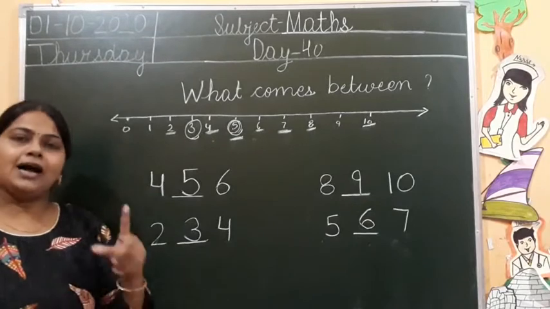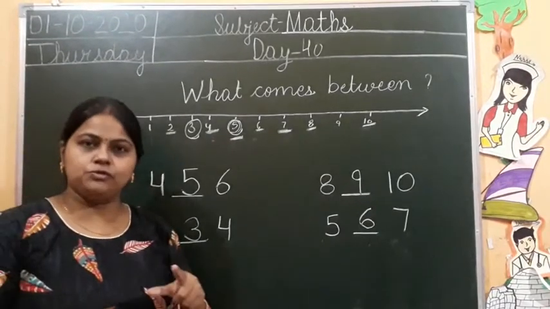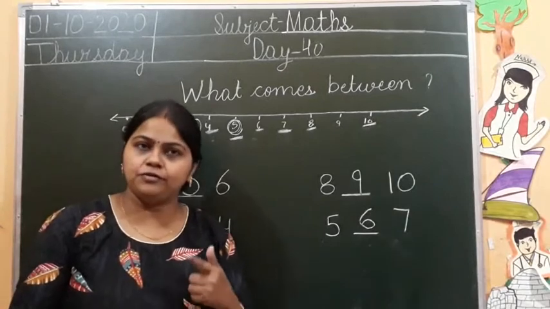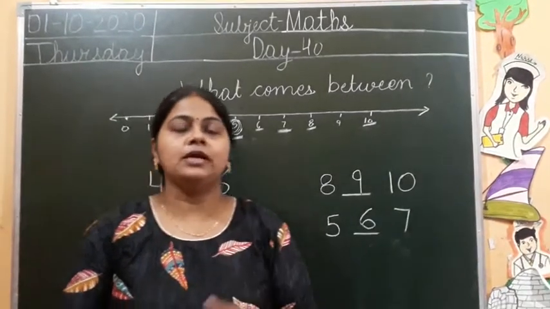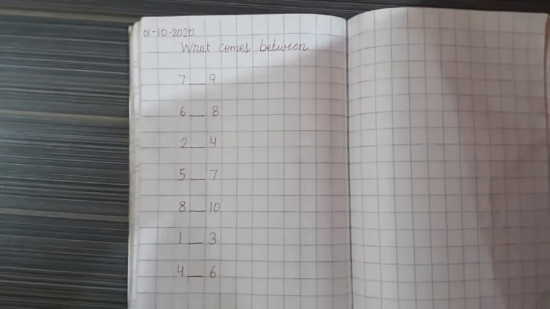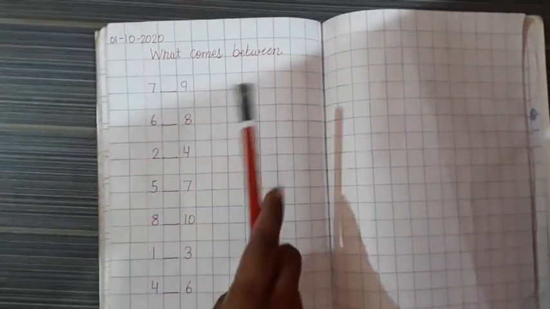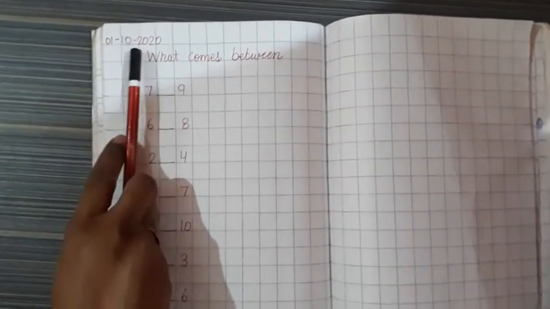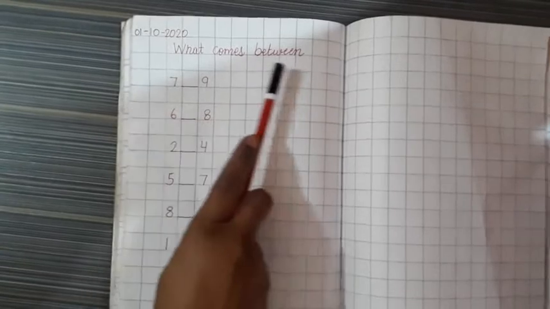So I will click the photograph of your maths notebook and send it to you. Okay, first I want to show you how you have to do your work in your maths notebook. Let's start. Students, this is your maths notebook. First you have to write down the date. 1st October 2020. What comes between?